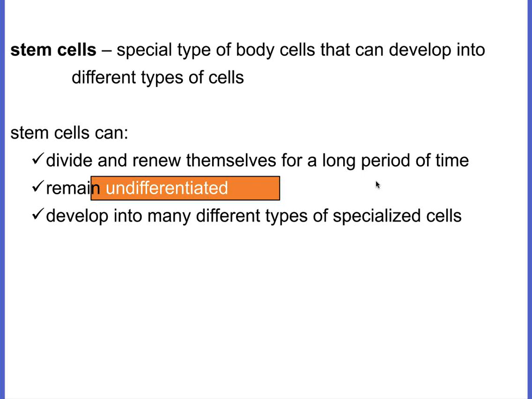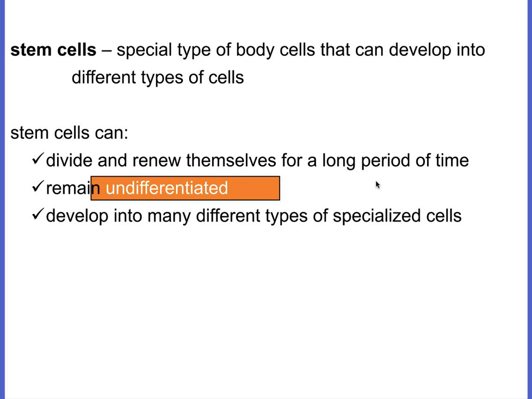So stem cells have to have these three different things. They have to be able to divide and renew themselves for a long period of time. They need to remain undifferentiated. Again, basically they're reading the intro section we talked about, but not doing anything else, right? Because if they were reading anything else, they'd be a specific kind of cell.